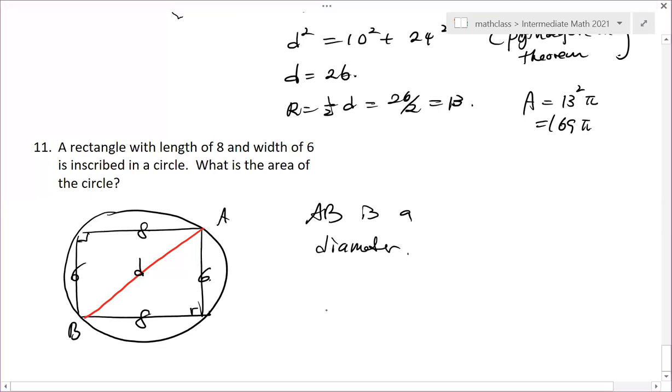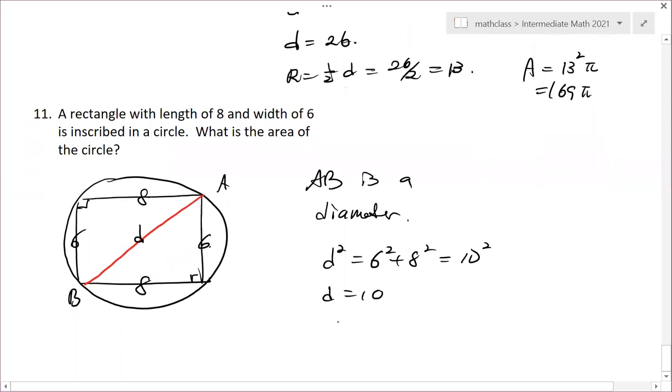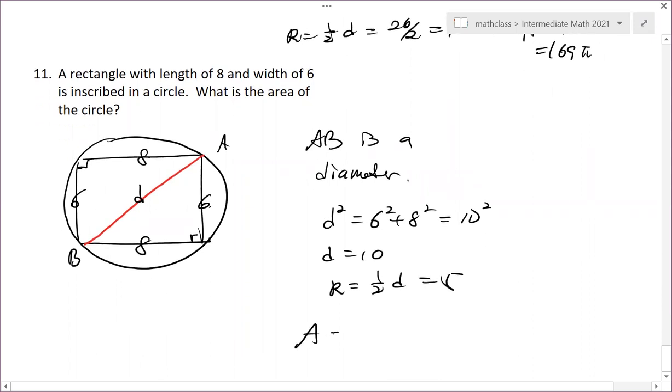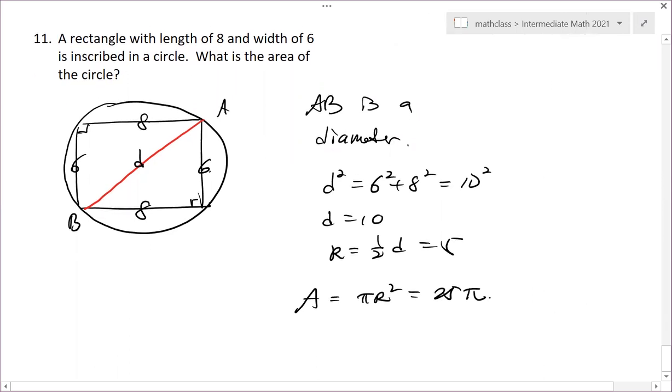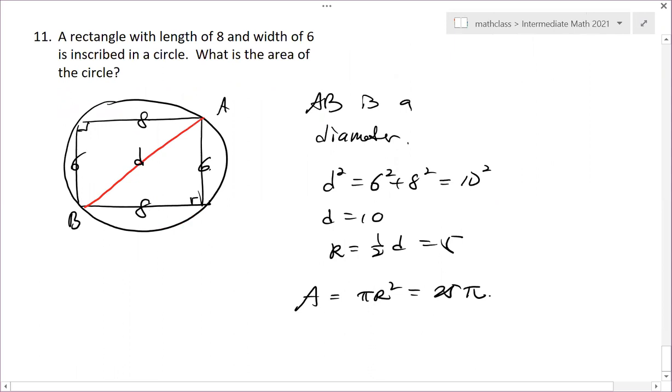Now, how do you find it? By the Pythagorean theorem. D squared equals 6 squared plus 8 squared, which is going to be 10 squared. So D equals 10. Therefore, the radius is half of D, so it's going to be 5. Then the area is going to be pi r squared. It's 25 pi. So those are usually called two-step problems in geometry.